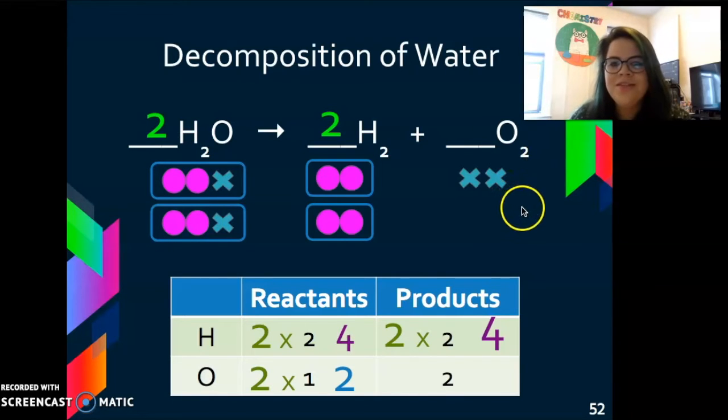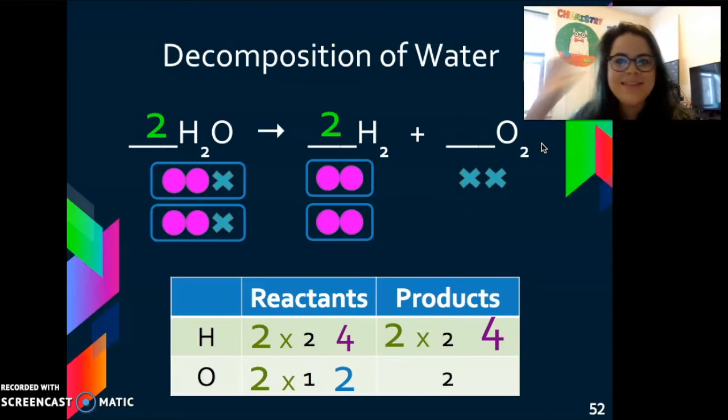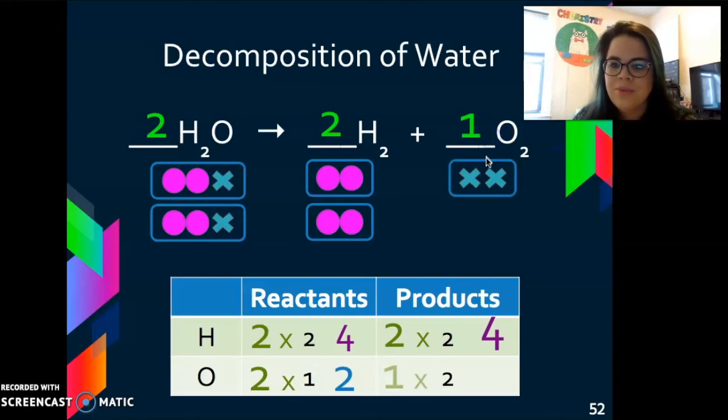Now some students will look at this and say, Miss, it's not complete. And so we can put a number here if you want. You don't have to, because remember, you have the right to be lazy if what we're talking about is the number 1. And if you look at the chart here on the bottom, you'll see that the number of hydrogens at the beginning equals the number of hydrogens at the end, and same for the oxygens. So the decomposition of water, to show conservation of atoms, we are going to balance it to say 2 moles of water decompose to produce 2 moles of diatomic hydrogen and 1 mole of diatomic oxygen.